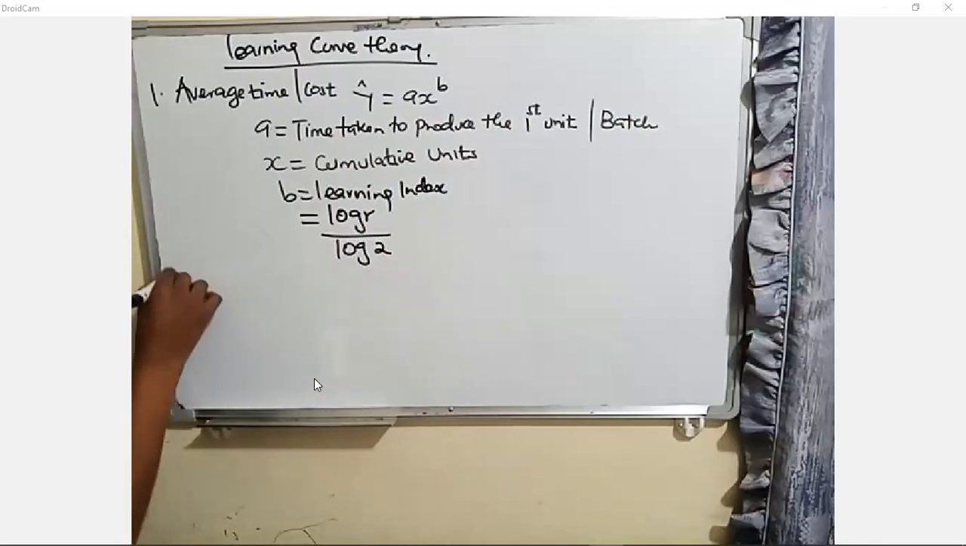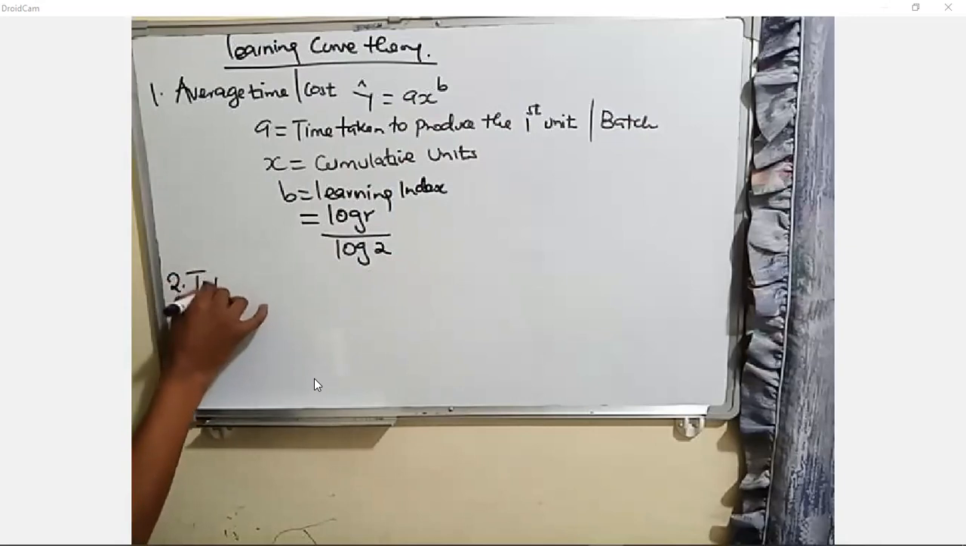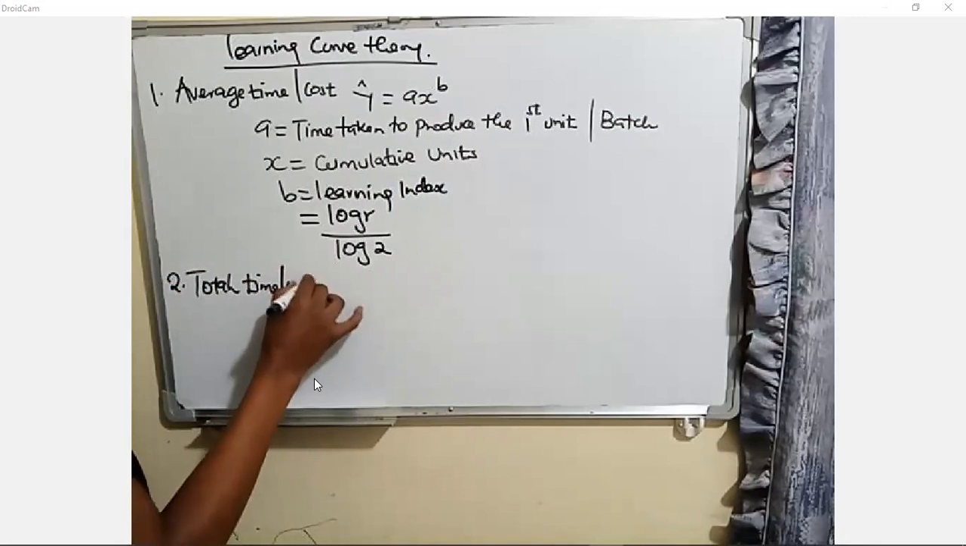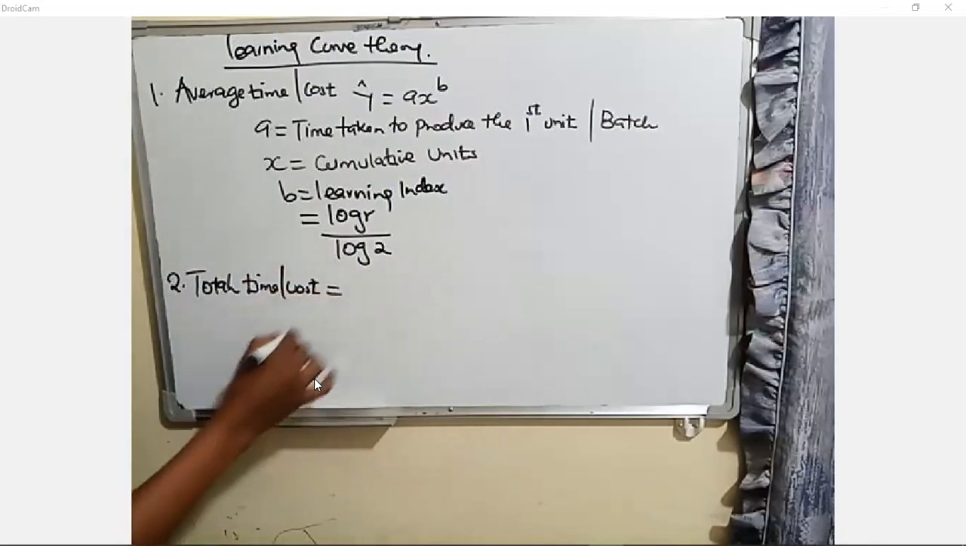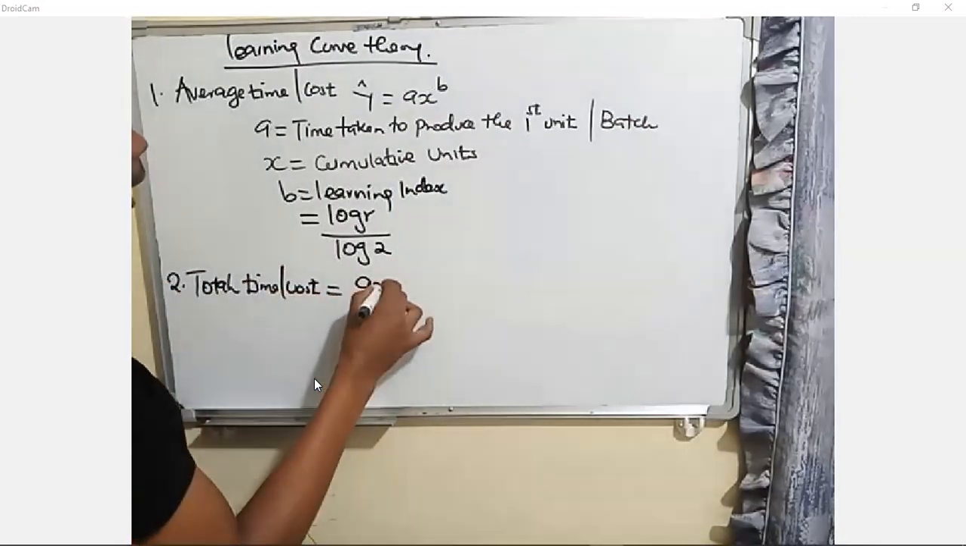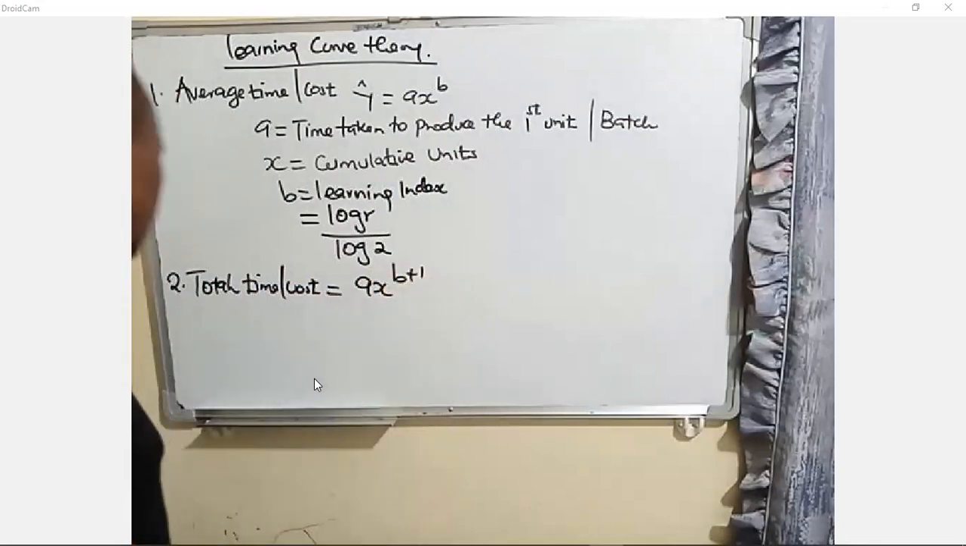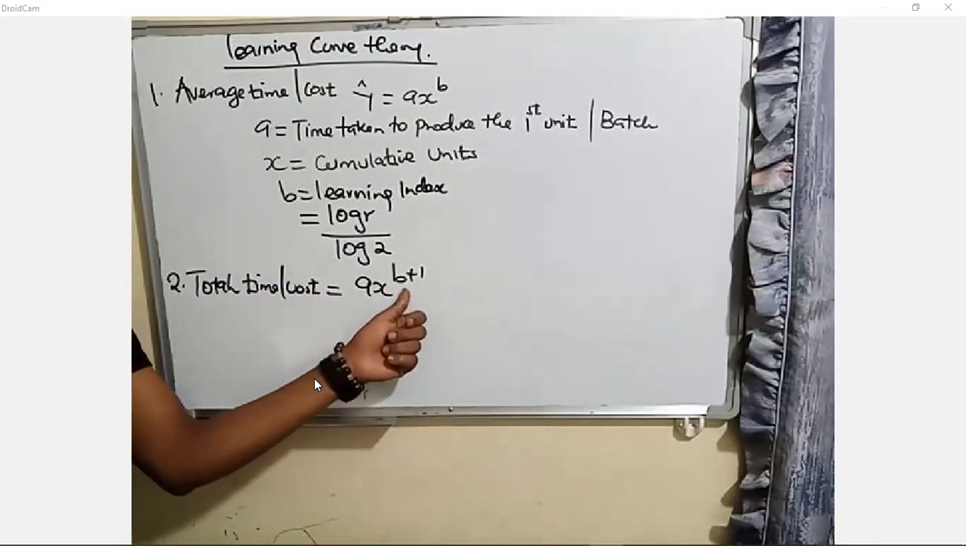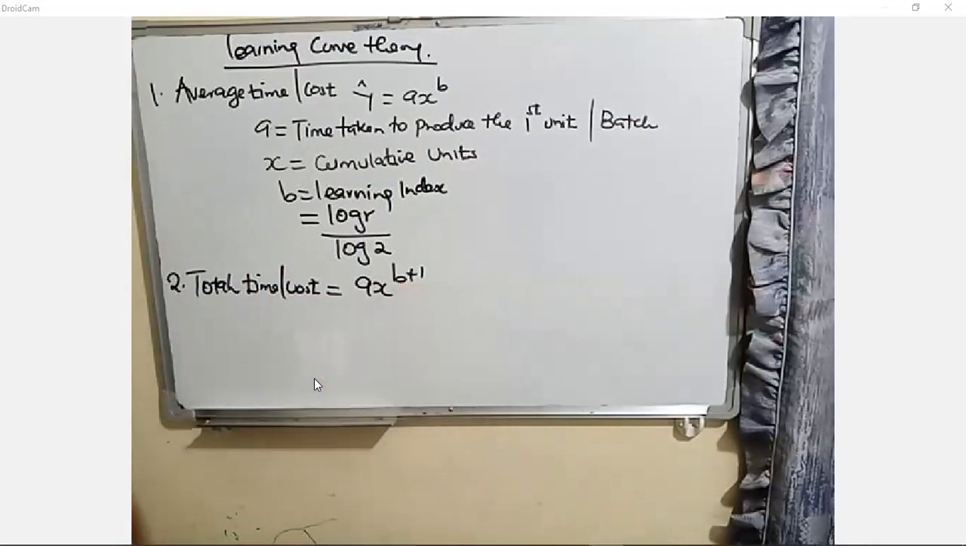Then number 2, it means I need to get the total time, or sometimes costs. So what am I going to be doing? I just take AX to the power B plus 1. They are very simple formulas. Sometimes some questions might be giving me my B, so I will be able to take my B plus 1. You know very well right now.